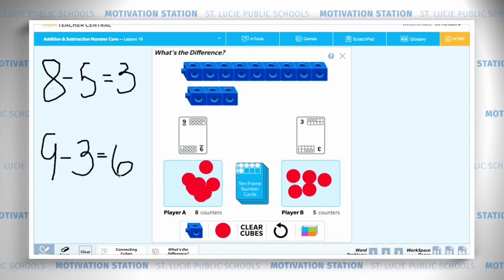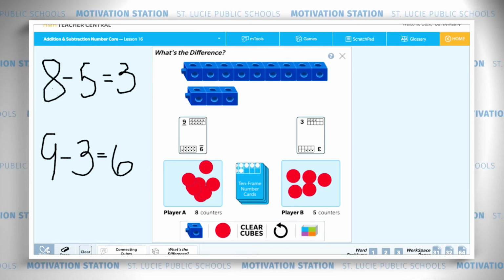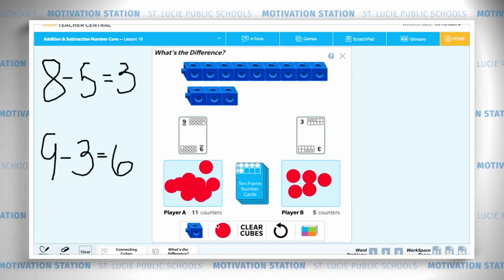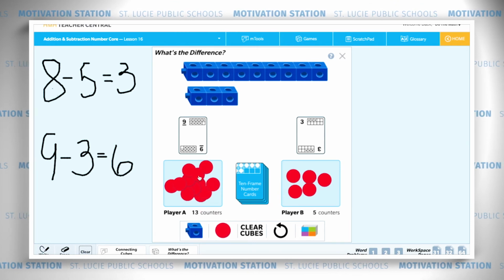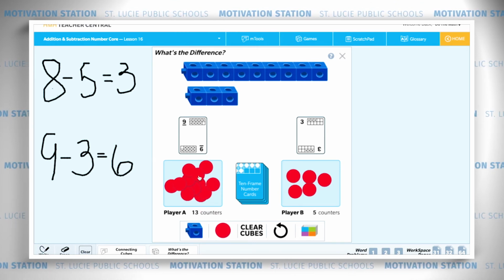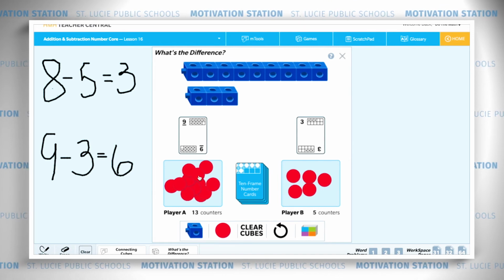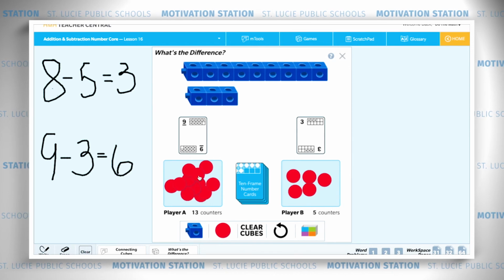I pick the bigger number. I get 6 counters. Woohoo! Unclick that right tool. 1, 2, 3, 4, 5. Drum roll, please. After 5 rounds, Miss Benton is the winner. But I love sharing, so Puppy Dog is the winner too.